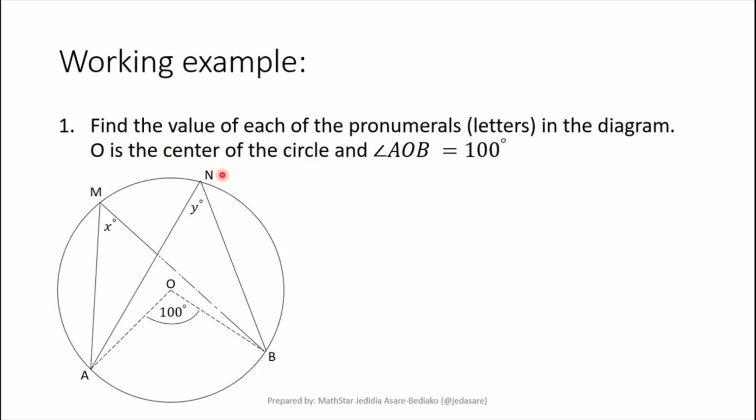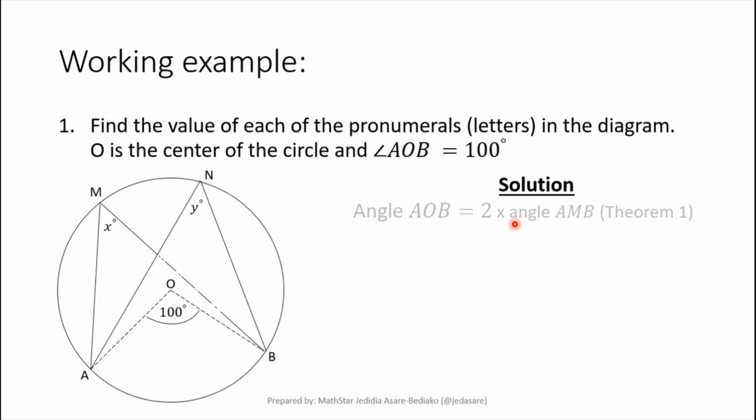So example 1 said find the value of each of the pronumerals or letters in the diagram. O is the center of the circle and angle AOB is 100 degrees. So we have our diagram here, and we are going to look at how to find the value of x and then y using the two theorems we've studied.